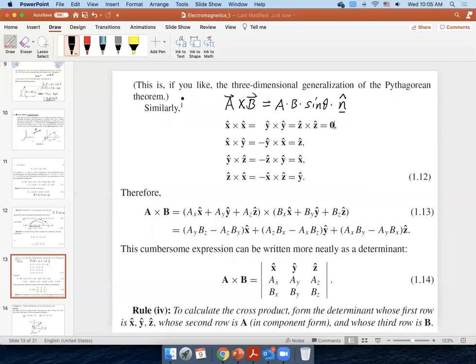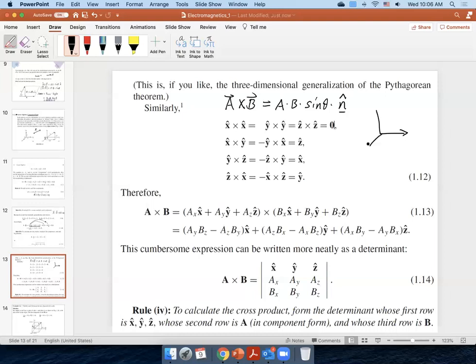Now let's see the cross product. Before we go to the cross product, let's first review how to do the cross product. If you use A cross B, you will have the magnitude of A times B times sine theta, where theta is the angle between A and B, times a direction. This is the unit vector of the direction of A cross B.